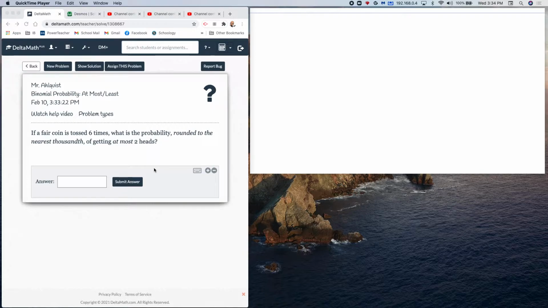So when you think about it, the probability of a head is equal to 1/2. Probability of not a head, okay, so that would be a tail, is equal to 1/2. Remember, that has to add up to 1 because either you have a head or you don't have a head.